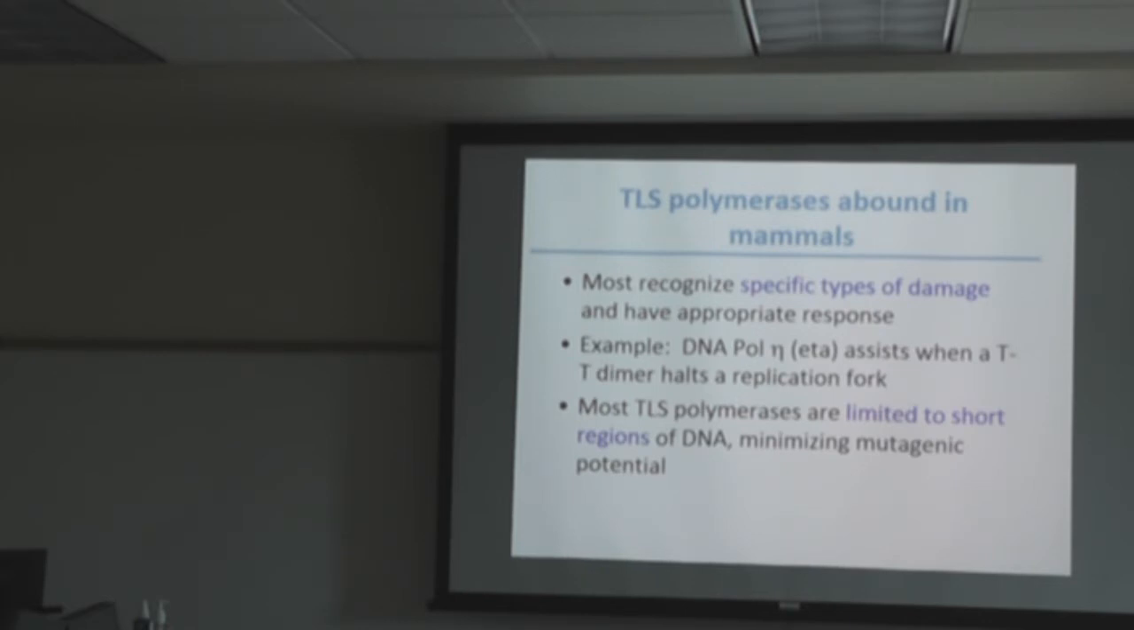Most recognize specific types of damage and have an appropriate response. DNA Pol eta assists with TT dimers that halt the replication fork. Most TLS polymerases are limited to short regions of DNA, which minimizes the mutagenic potential, because it's just looking at the damage and trying to repair that, since it introduces mutations, basically.